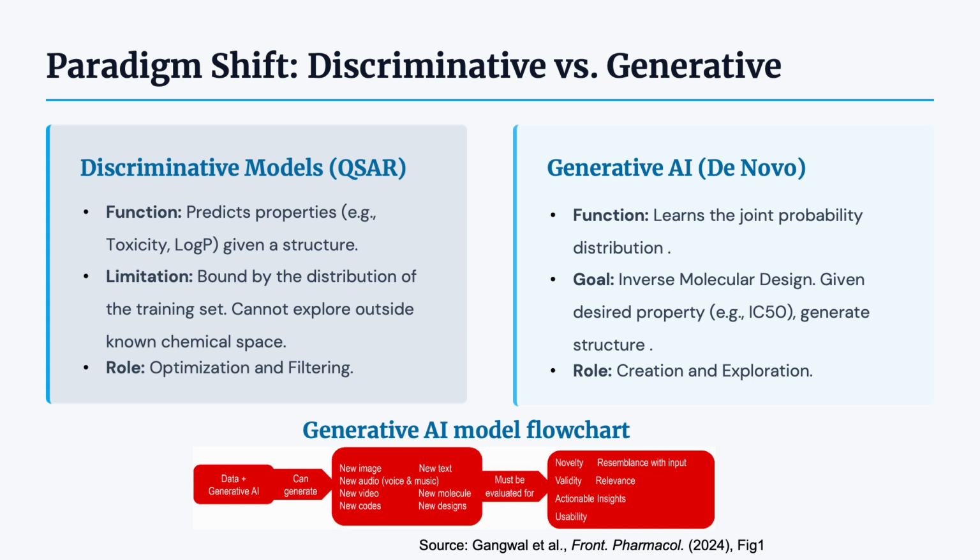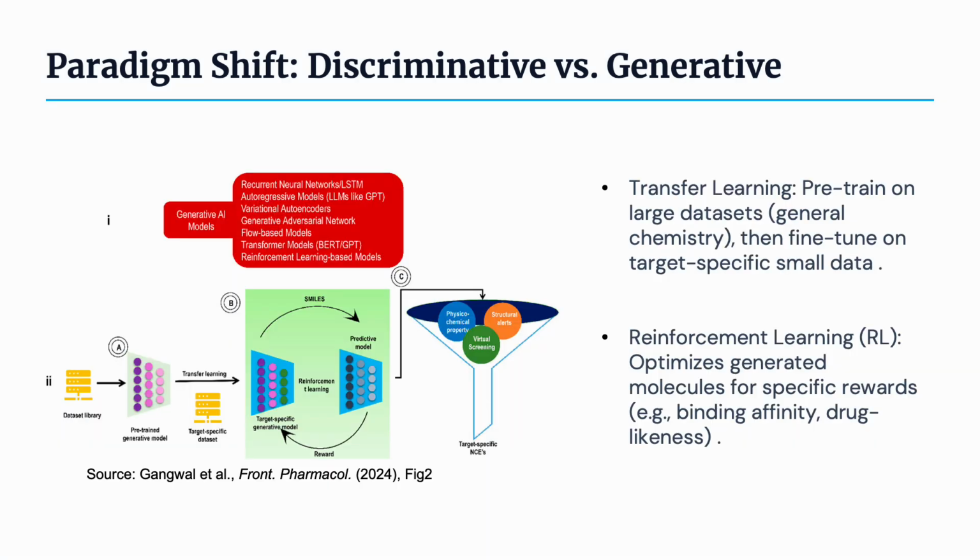As illustrated in Figure 2 of the review paper, this process relies on two key engines. The first one is transfer learning, where the model learns chemical grammar from a massive general database. The second is reinforcement learning, which optimizes the molecule for the specific target.